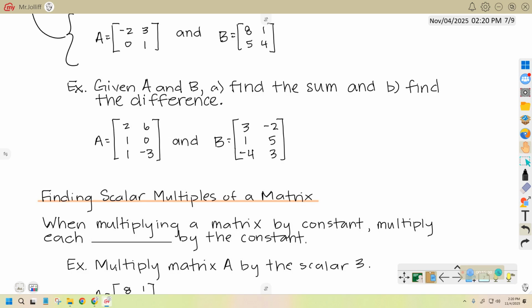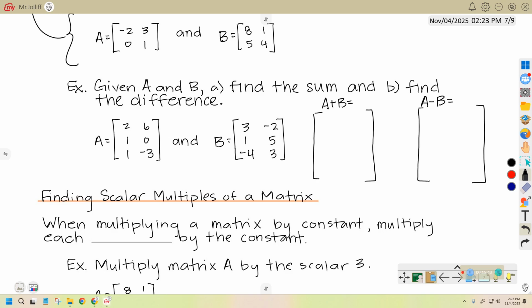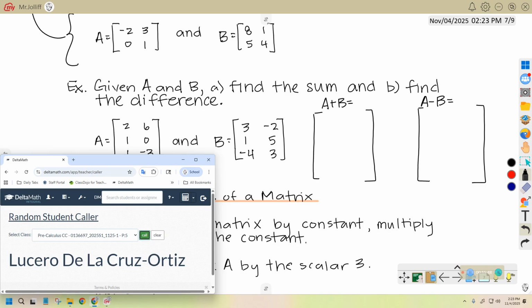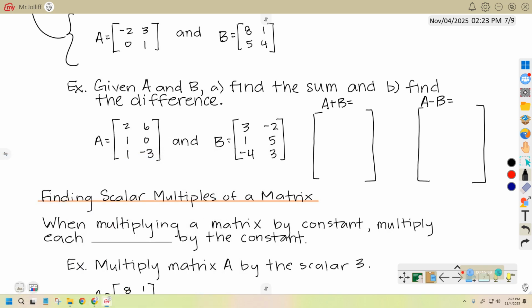Give you about 90 seconds. We're on speed run. Sum and difference. So A plus B and A minus B. I'm going to call on 2 random students to give me answers. Make sure you work through them in your small groups. Lucero, I don't know, likes that back table today. What did you get for A plus B?